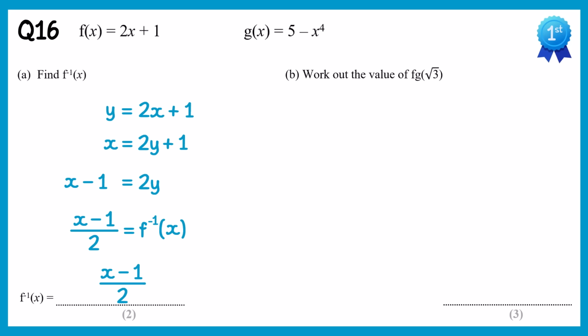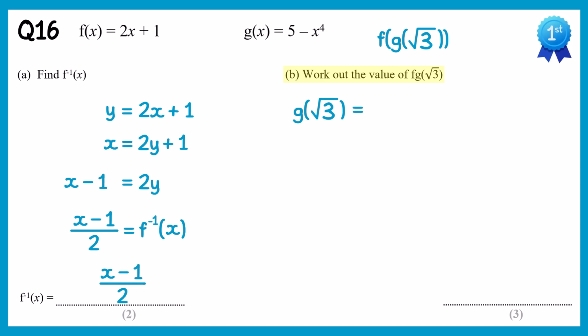For the second part of the question, we need to work out fg of square root 3. We can find this by doing g of square root 3 first, and then whatever we get from that we put into the f function. So let's do g of square root 3, which means we substitute square root 3 into the g function.